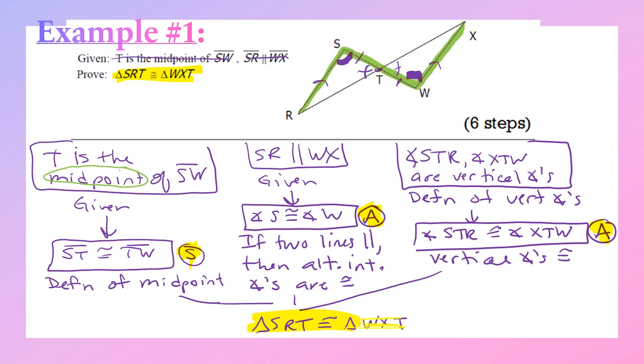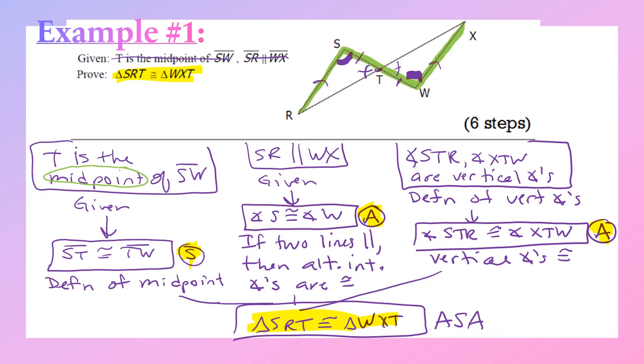And how do I know that? You're going to look at your picture. And when you look at your picture, you have angle, side, angle. So my reason for this is going to be angle, side, angle. And at this point, I am done with this proof.